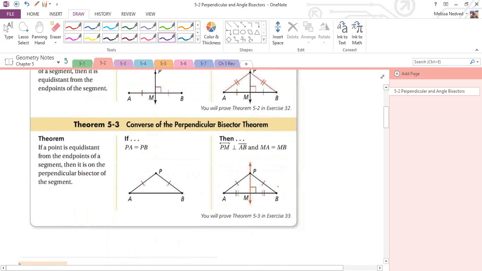Now we also have the converse of that theorem, and we hopefully remember what converse means from the beginning of our year, chapter 2 material. That's like flipping around the hypothesis and the conclusion. It says if a point is equidistant from the endpoints of a segment, then it is on the perpendicular bisector of the segment. So if we don't necessarily know that we have a perpendicular bisector, but we have, in this case, PA congruent to PB, then we could draw that perpendicular segment right through there, and P would have to be on the perpendicular bisector.